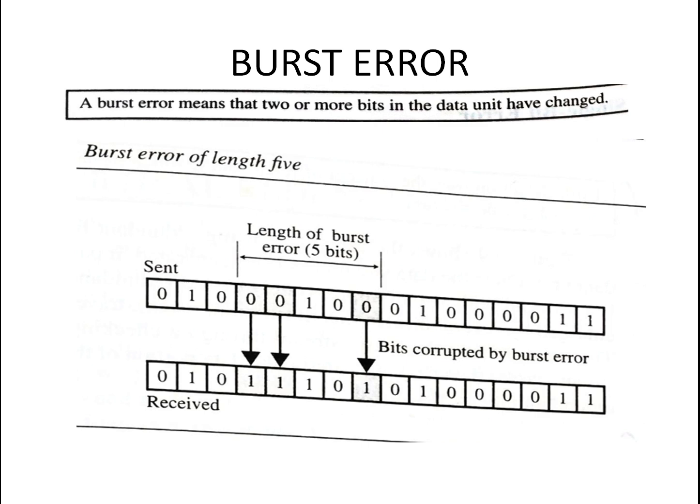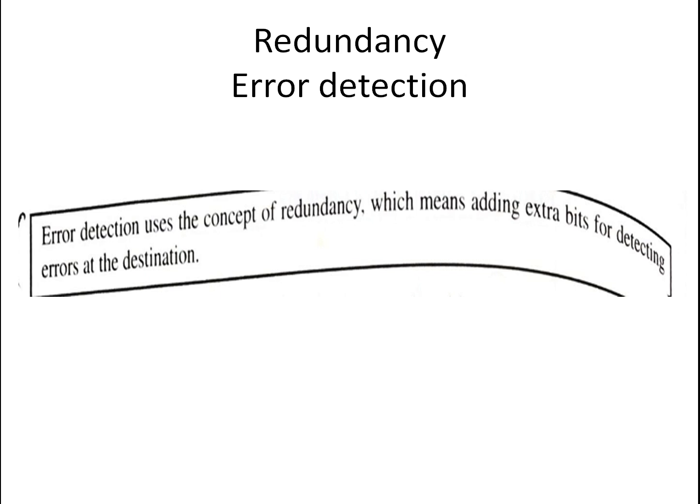A burst error means two or more bits in the data unit have changed. In the example diagram, between the sender side and the receiver side, the length of the burst error is 5 bits. Redundancy error detection uses the concept of redundancy, which means adding extra bits for detecting errors at the destination.